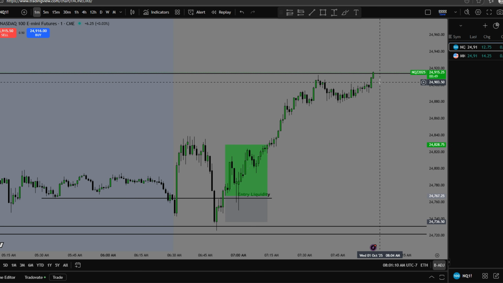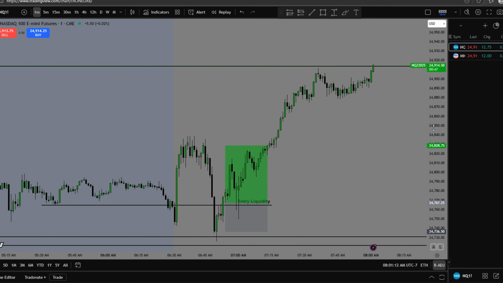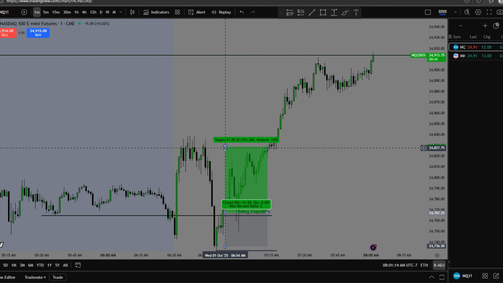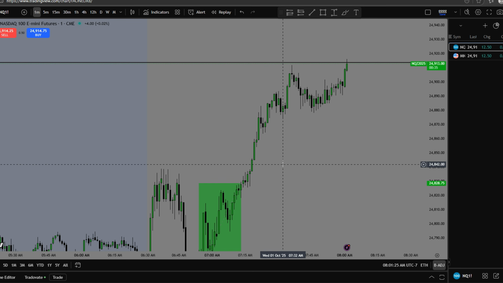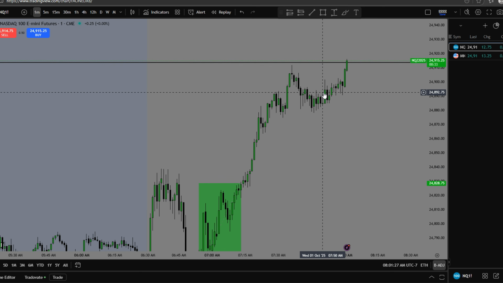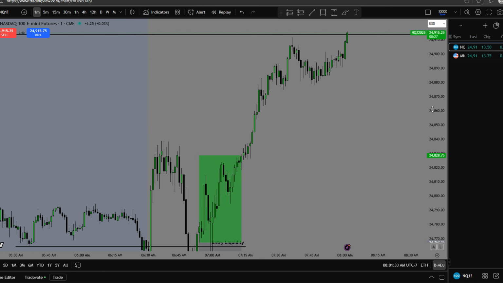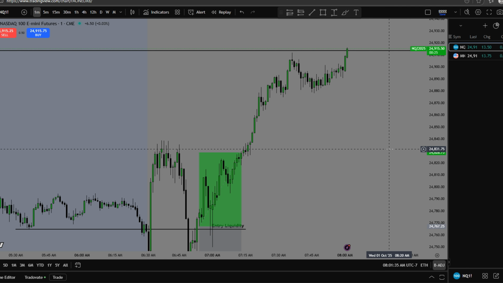Simple day right there. Main target got hit. Don't care about this. I don't care about catching a full move. I literally don't care. Just take what I could get and go. It's nice seeing the whole trade play out, the main target get hit, but that's not needed to be profitable, bro. You really could win with the 1 to 1, 1 to 1.5.